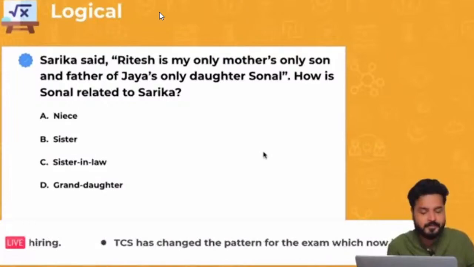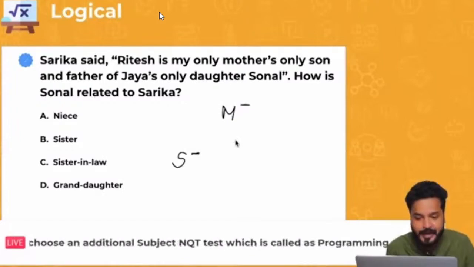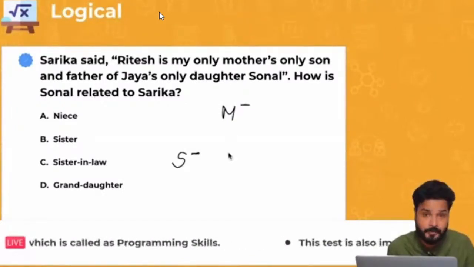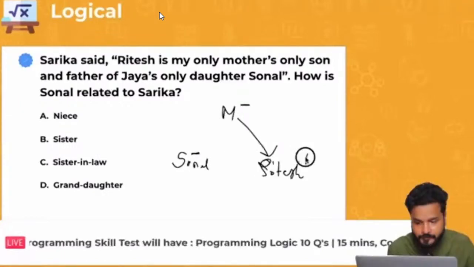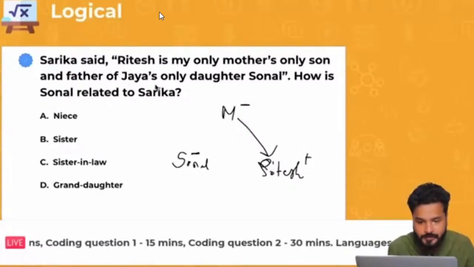Let me give you a very basic idea using this particular question of how we use the family tree. It says, Sarika said, Ritesh is my mother's only son. So Sarika's mother gets a minus sign because she is female. That is up to you; you can put a plus sign for female and minus for male. I personally put a negative sign for female and a positive sign for male to help me out in the process. So Ritesh is my mother's only son. Your mother's son is Ritesh. And Ritesh is the father of Jaya's only daughter, Sonal.